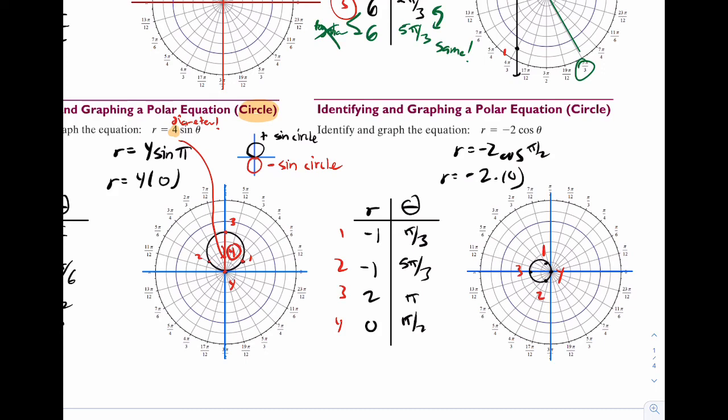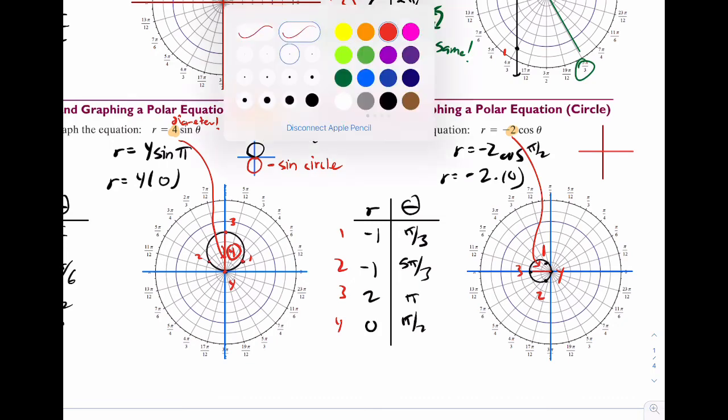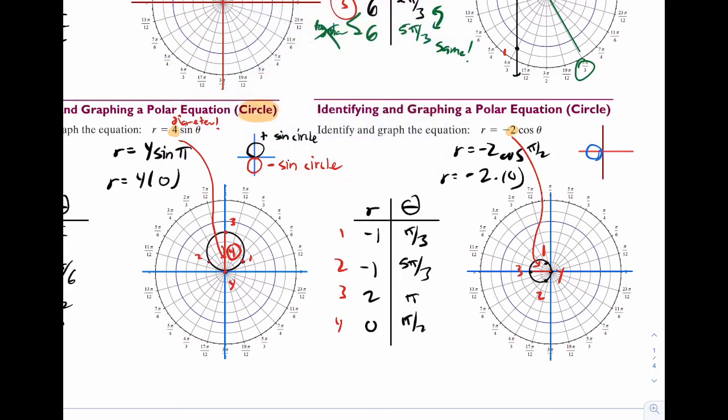So for cosine, we can see that here. Look at this 2. The diameter here is 2. And for cosine circles, if you imagine the axis, look at how this one is sitting on the left, right here. That's going to be a negative cosine circle. If it were positive, it would be on the right. Okay, so that's our intro to polar graphing.